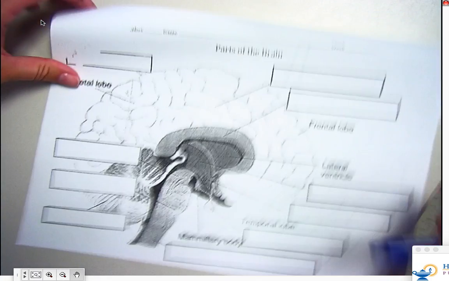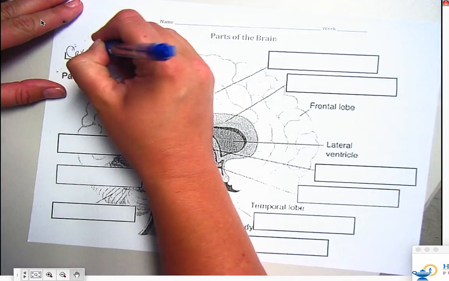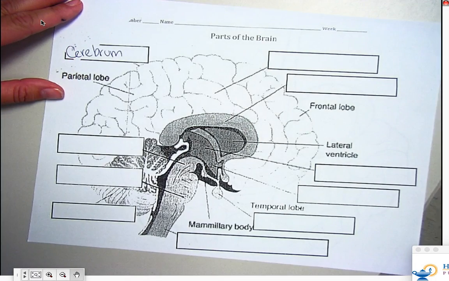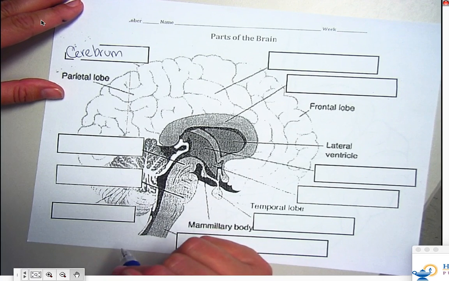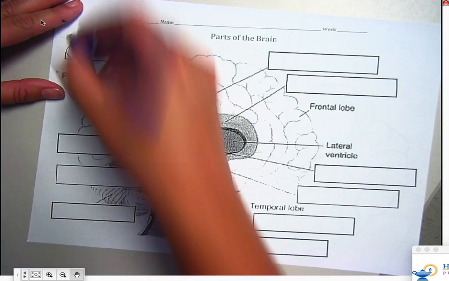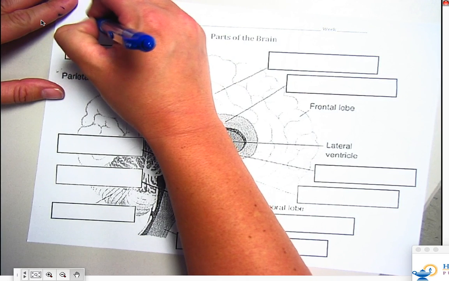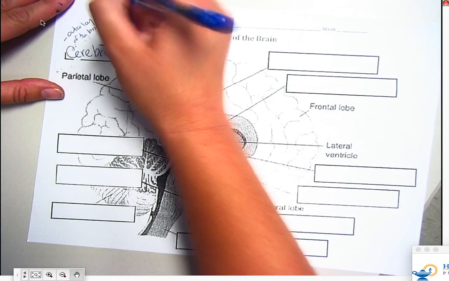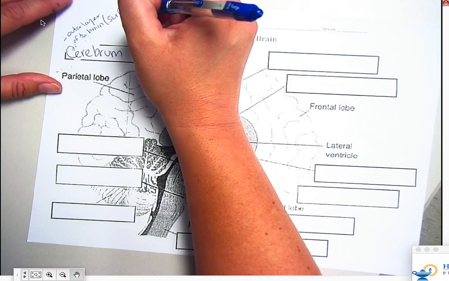Now, the first thing we're going to label is your cerebrum, C-E-R-E-B-R-U-M. Now, cerebrum sounds a lot like cerebral and like cerebellum. You have to keep them separate. They all sound very similar. They're not. So your cerebrum is your outer layer of the brain. Parentheses, it's the surface. So when you look at a brain, it is the wrinkly part.